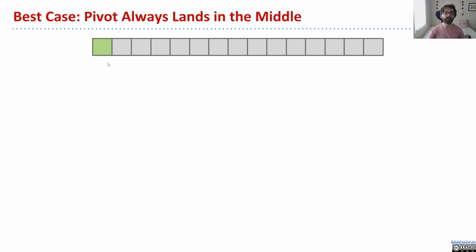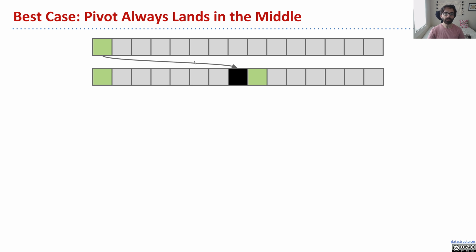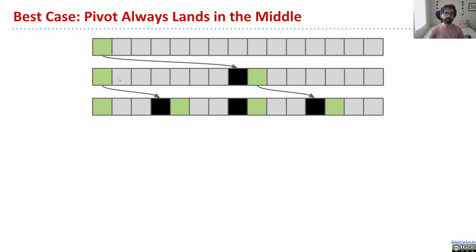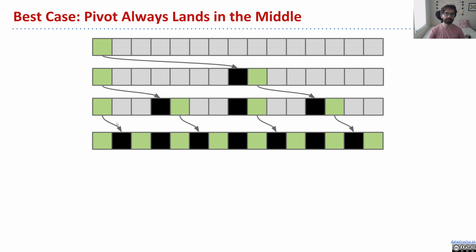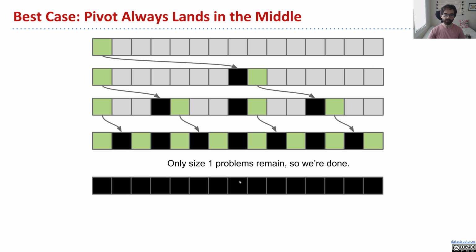If the pivot always lands in the middle, then we end up with two subproblems that are about half the size of the original problem. Slightly less. Now, if each of these two new pivots also ends up in the middle of its respective subproblem, we end up with four subproblems of roughly n over 4 in size. Those, in turn, could potentially end up exactly in the middle. So this is a rough cartoon of what the best case looks like. At this point, there's only size 1 problems, so we're totally done.